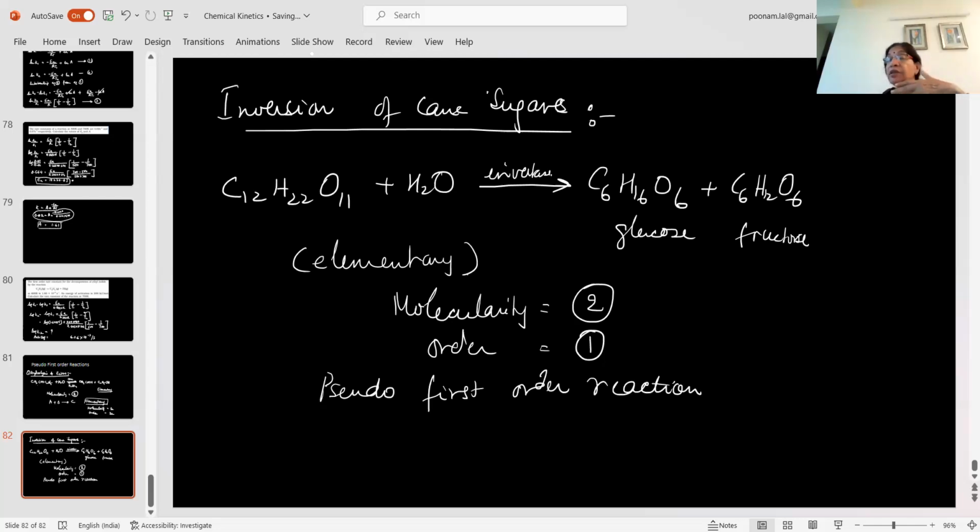If there is a reaction where order and molecularity are different, then most of the time they are not elementary reactions. They are complex reactions. They do not take place in a single step. So if order and molecularity are different, then the reactions are generally complex reactions, except these two, which are elementary reactions, and still their order and molecularity are different. So that is a pseudo unimolecular reaction.